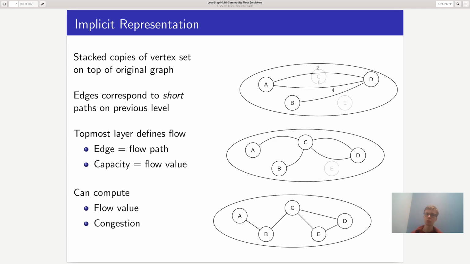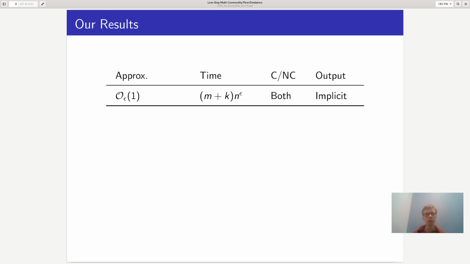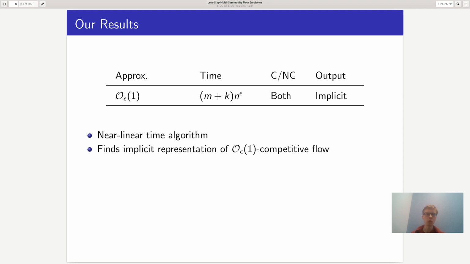We can also compute the congestions for a given subset of commodities and such. And also we can answer queries such as, what is the ith edge of the jth flow path between A and B? Again, just by going top down. So again, our result is a near linear time algorithm that finds an implicit representation of a constant competitive flow. And this works for both concurrent and non-concurrent flow.